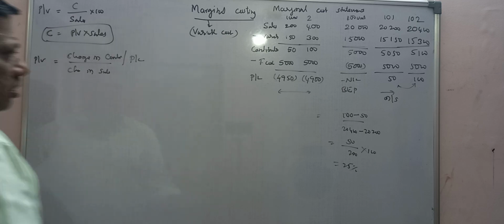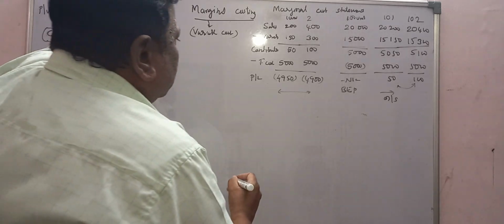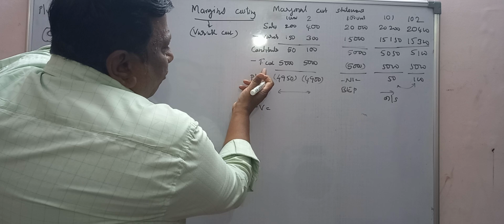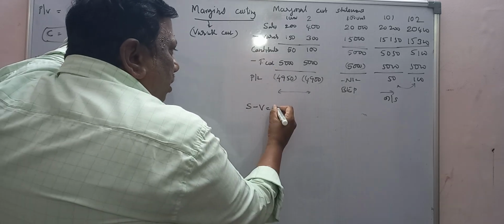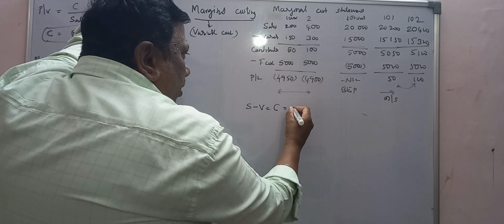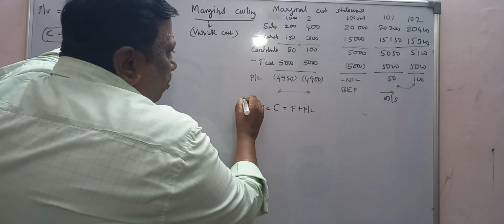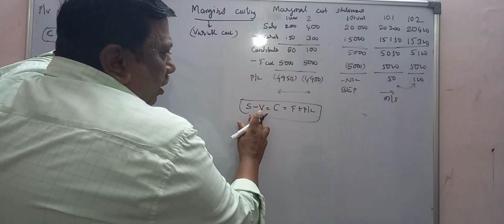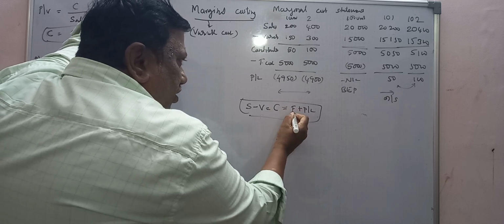See, one more method I am using. So this is sales minus variable cost. We will get contribution, right? If I add, this is profit, this I am adding: sales minus variable cost, contribution. This if I add fixed cost plus profit or loss. So this is the marginal cost statement. To get contribution, one more method: fixed cost plus profit or loss.